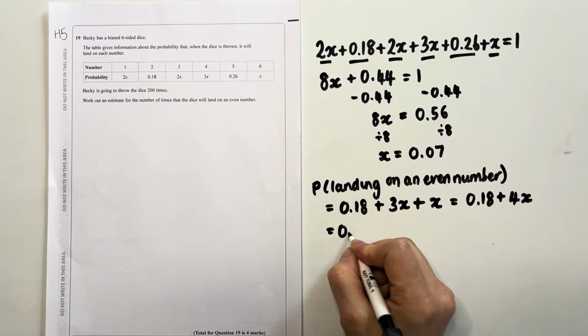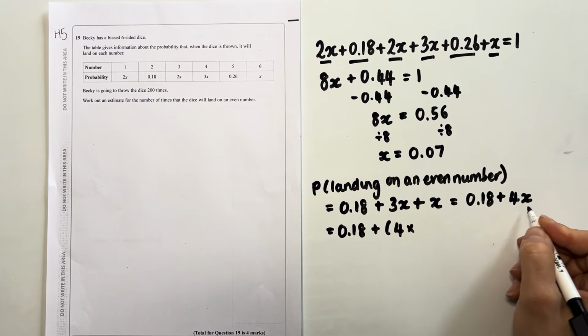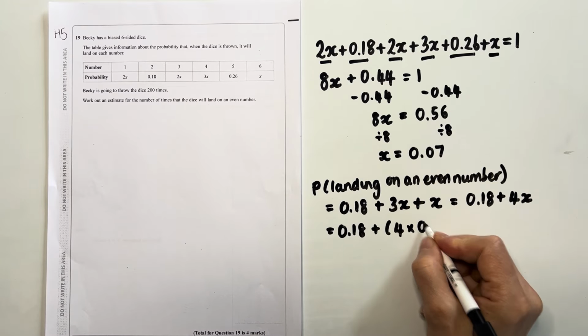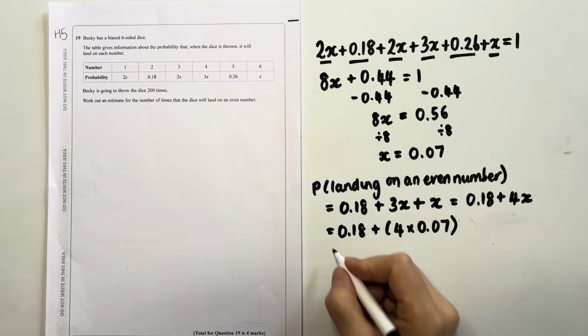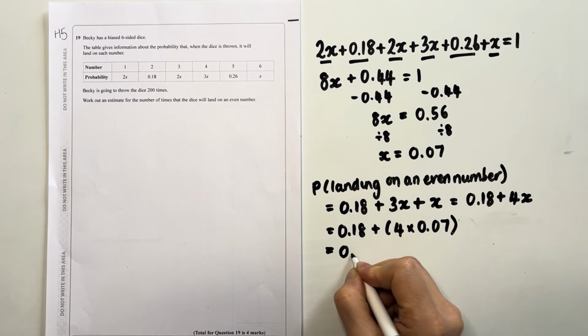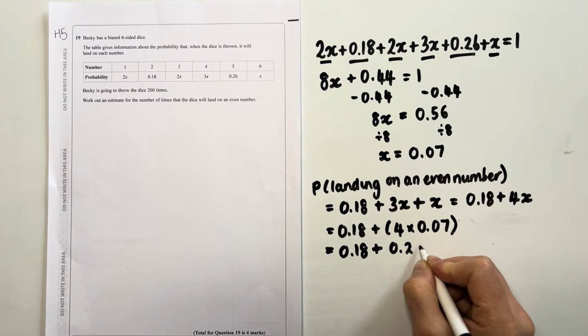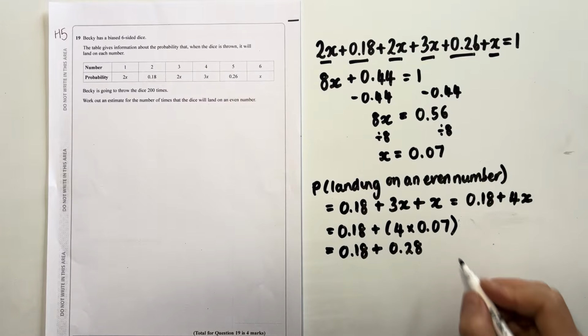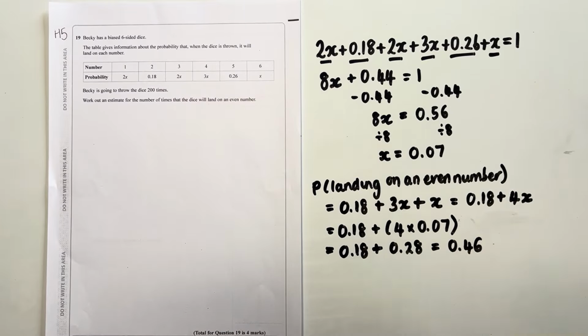So we've got 0.18 add 4 times x, which is 0.07. And this will give us 0.18 add 0.28, which is equal to 0.46. So that's the probability of landing on an even number.